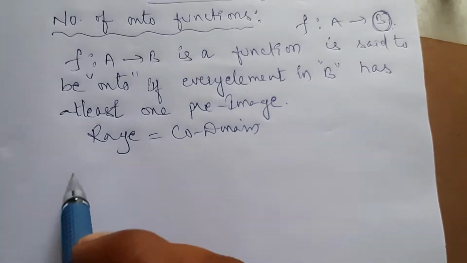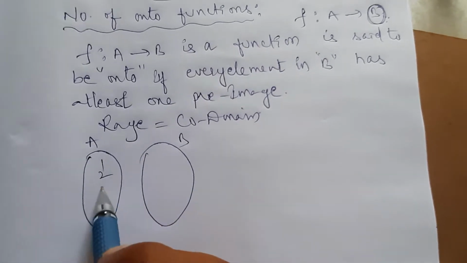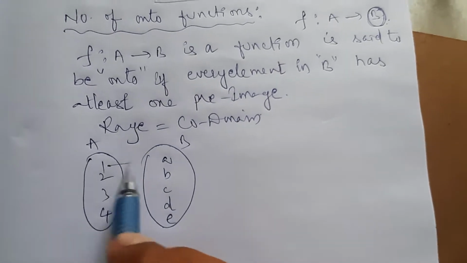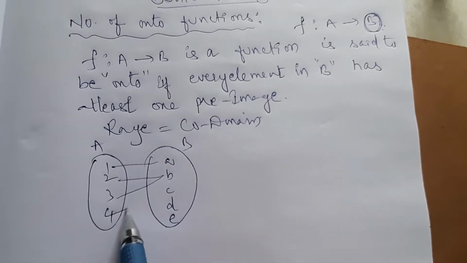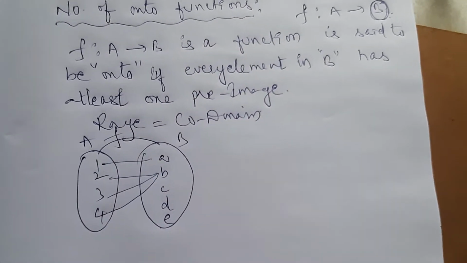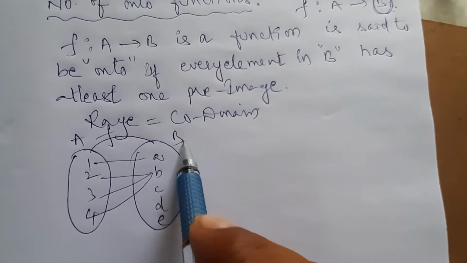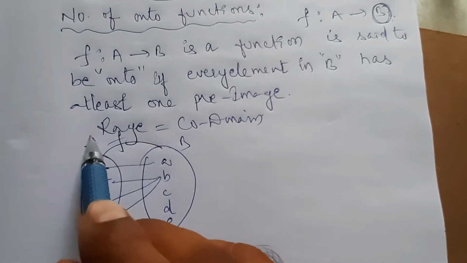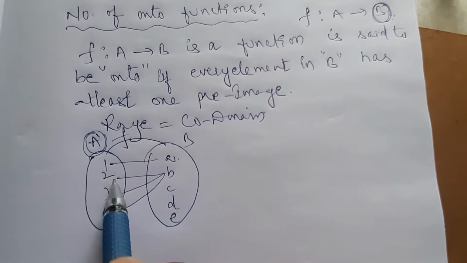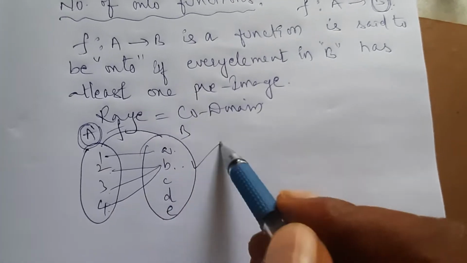I will give a few examples. For example, if we take this is A, this is B, with 1 2 3 4 like this, we may take a b c d e like this. If I give a mapping like this, first of all, is this a function or not? It is a function. Function means f from A to B is said to be a function if every element in the set A has a unique image. So 1 has unique image a, 2 has unique image b, 3 has unique image b, 4 has unique image b. So it is a function.